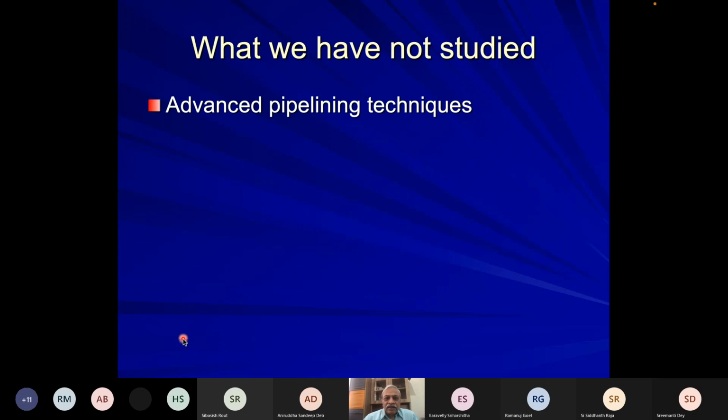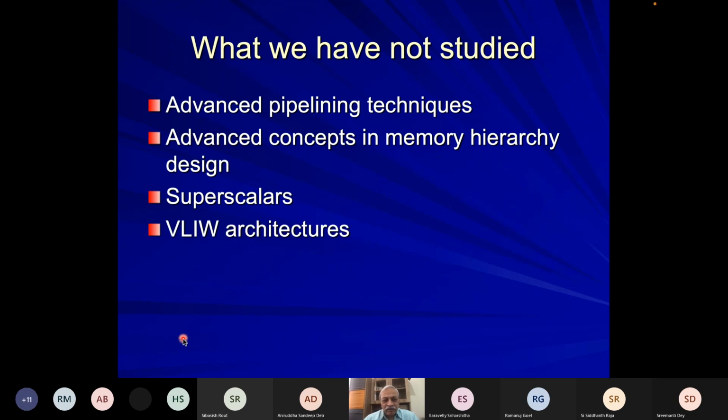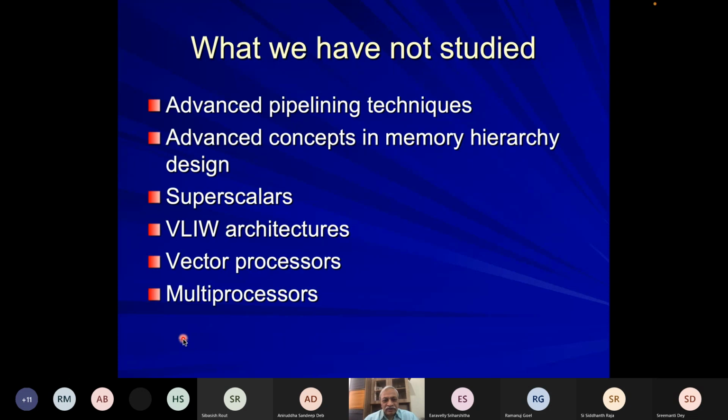So what we have not studied are various advanced pipelining techniques, advanced concepts in memory hierarchy design, and architectures which have higher degree of parallelism: superscalars, VLIW, vector processors, multiprocessors, GPUs, and so on. So let's have a quick glance of what these terms mean.